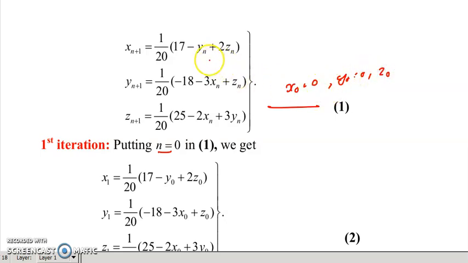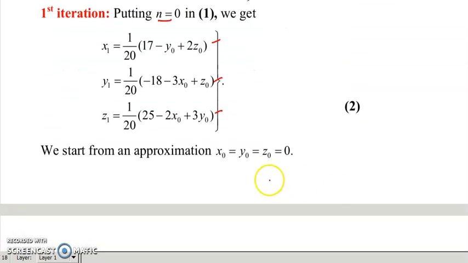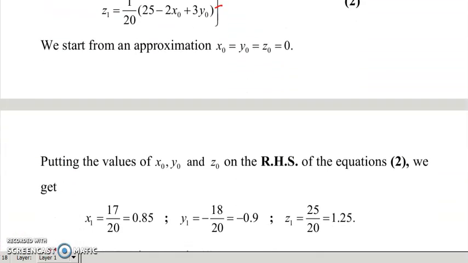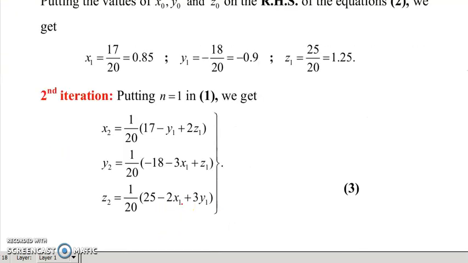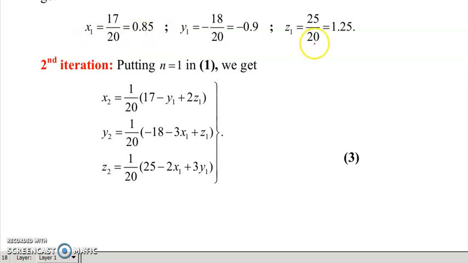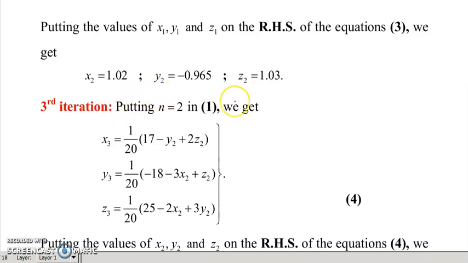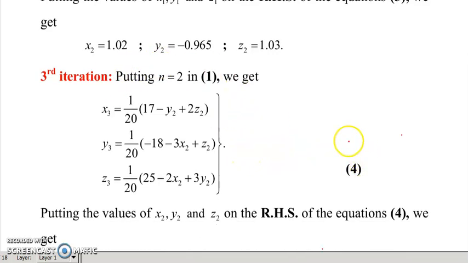When you put n equals 0, you will get this one, and this one, and this one. Then you put the values x0, y0, z0 equals 0 0 0 in equation number two, so you will get the values of x1, y1, z1. Simply, I have written here the values of x1, y1, z1. Now we go for the second iteration. In the second iteration we put n equals 1 in the iterative equation, so we get this. Here we got the values of x1, y1, z1, so we simply put these values and simplify, so you will get x2, y2 and z2. Now we have to repeat this procedure.